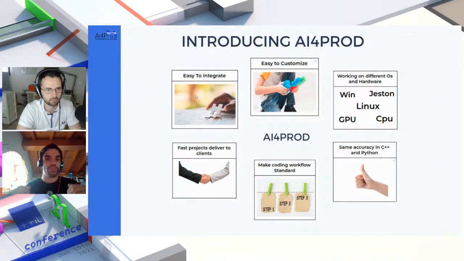And what are the building blocks and more relevant things that you're going to find in Ai4Prod? What we tried to build has this kind of thing in mind. We want something that is really easy to integrate in your projects, that is really easy to customize, that is able to work on different operating systems and hardware architectures, and that gives us the possibility to have a standard workflow to follow. We need to take several steps, and every time it's going to be the same for whatever task that we need to solve, and it also gives us the possibility to speed up our project development and deliver really fast what we have built.